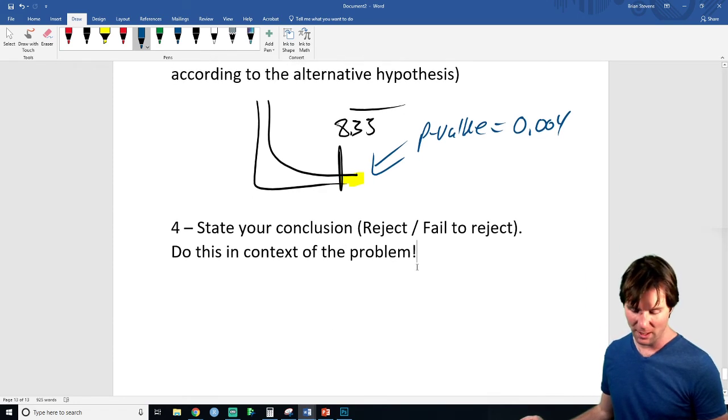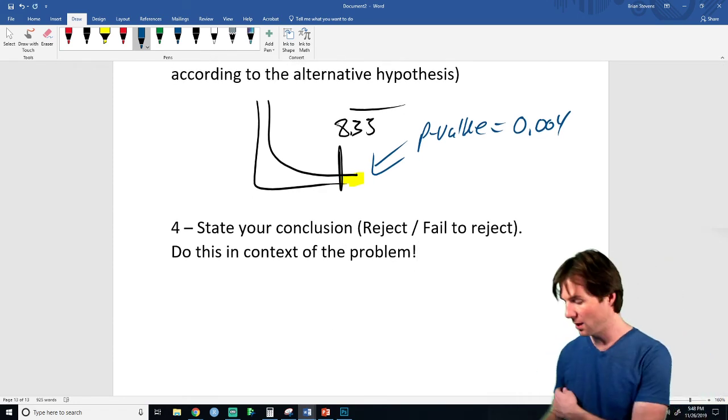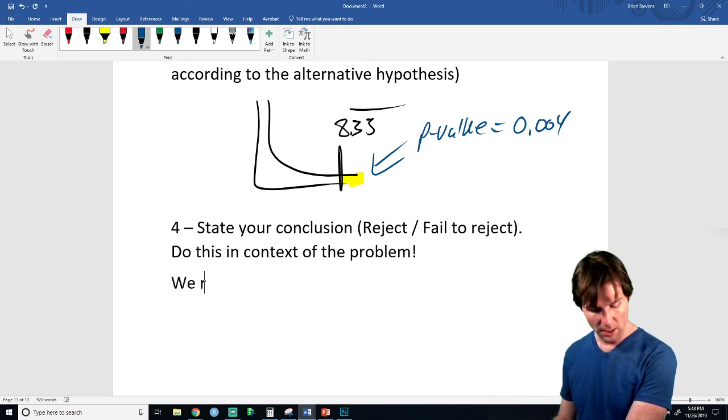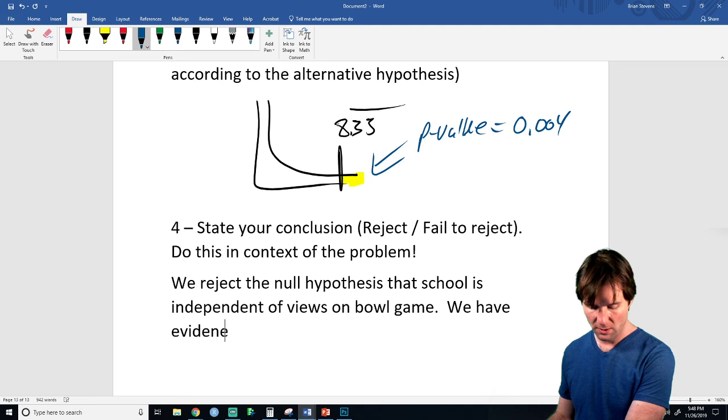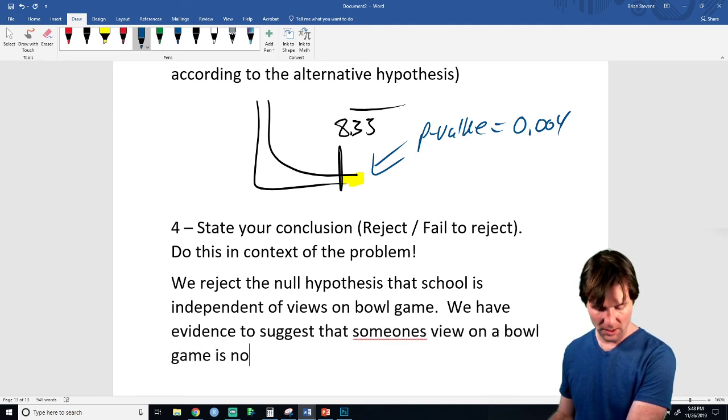Good job for UT. We're going to end on a high note for Rocky Top today because we're going to say we reject the null hypothesis that school is independent of views on bowl game. We have evidence to suggest that someone's view on a bowl game is not independent of the school they go to.